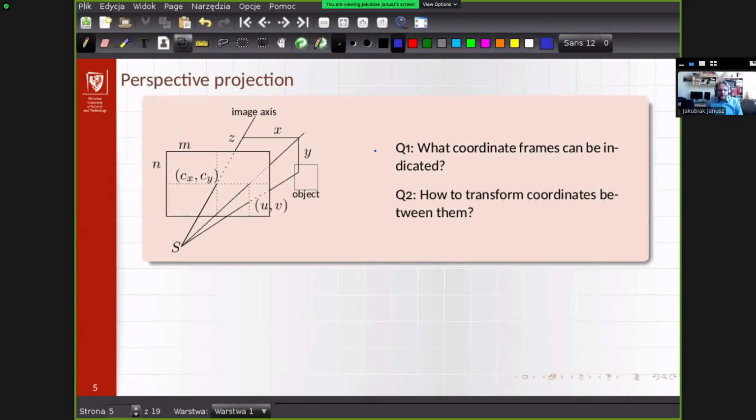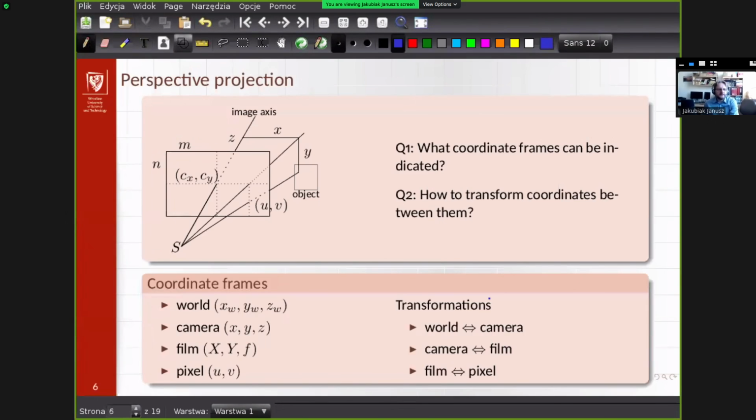Okay, the first question is what these coordinate frames can be, and the second one is how to transform between them. Again, these will be questions that I will ask you, and maybe you will try to answer.